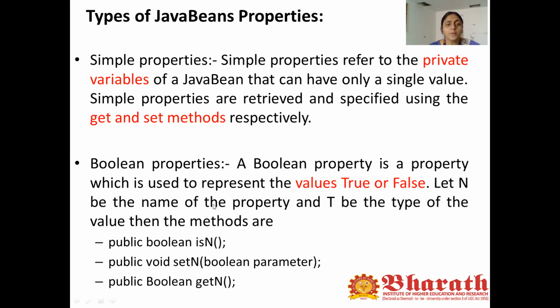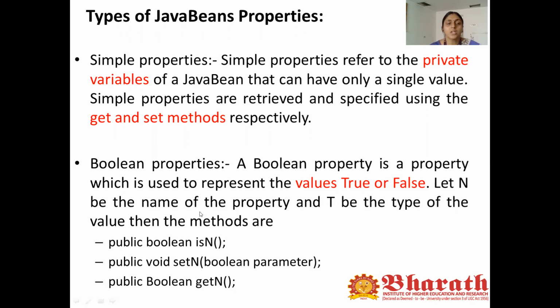And next are Boolean properties, where the property is used to represent the values true or false. Let n be the name of the property and t be the type of the value. Then the methods can be given as public boolean is n. So we are just checking whether the property is true or not. And the next function is public void set n, and in the argument we are giving the Boolean input parameter. So we are going to set either true or false to the particular property n.